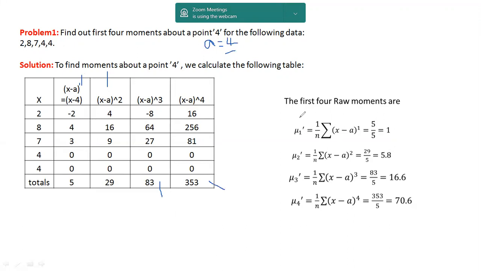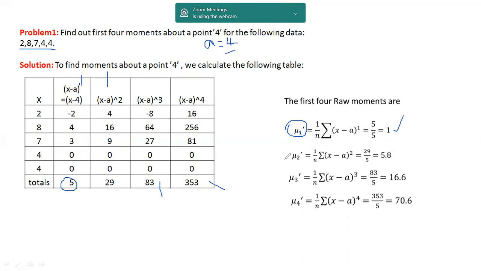We know that the raw moments are represented as mu r dash. So mu 1 dash, where r equals 1, is nothing but the first raw moment. The formula is 1 by n summation of x minus A whole power of 1. The total sum is 5, and the total number of observations in the series is 5 terms. So 5 by 5 is equal to 1.